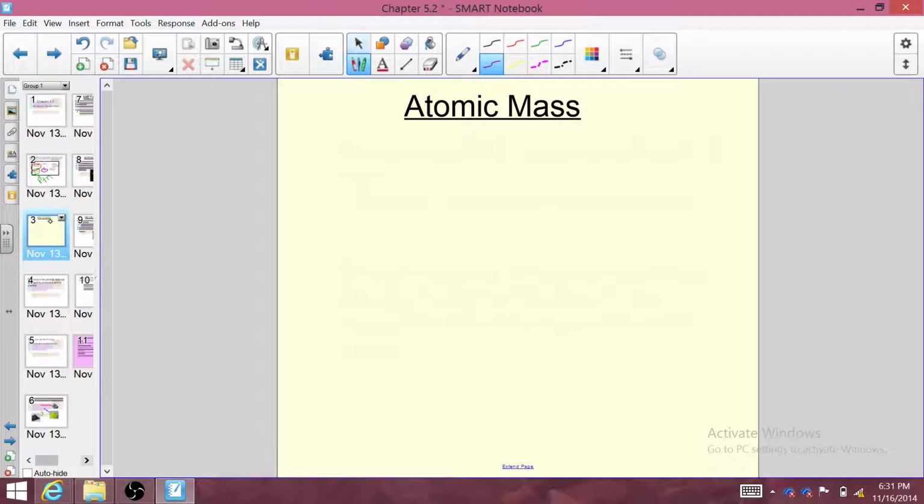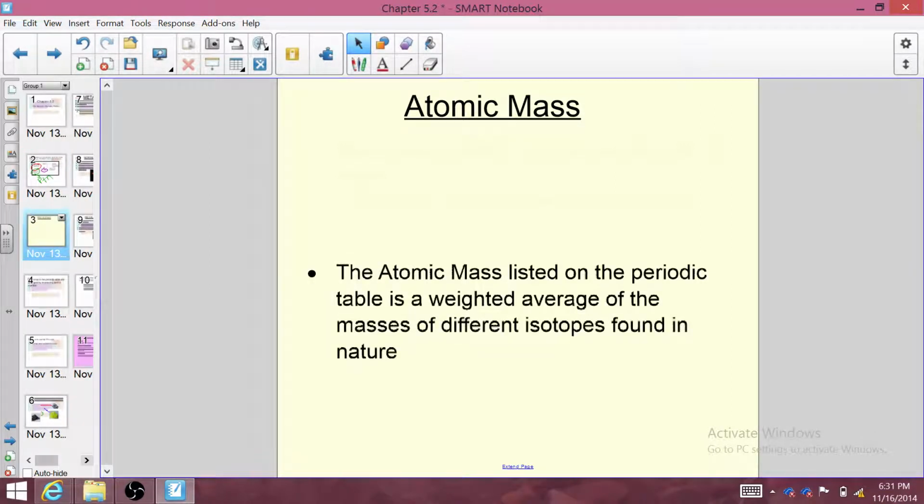It's because the atomic mass is actually a weighted average of the masses of different isotopes found in nature. What this means is, if we think about a carbon atom, carbon has 6 protons, and more often than not, it has 6 neutrons. But we could also have isotopes of carbon where there are more or less neutrons. So we could have one with 4 neutrons, we could have one with 5, we could have one with 7 or 8. But the most common is going to be the one with 6 neutrons.